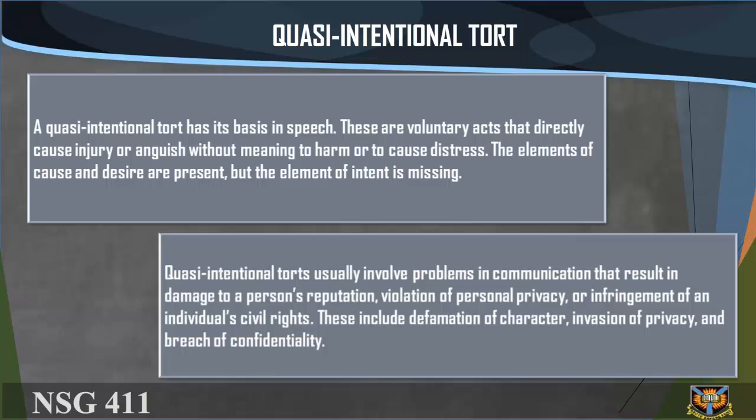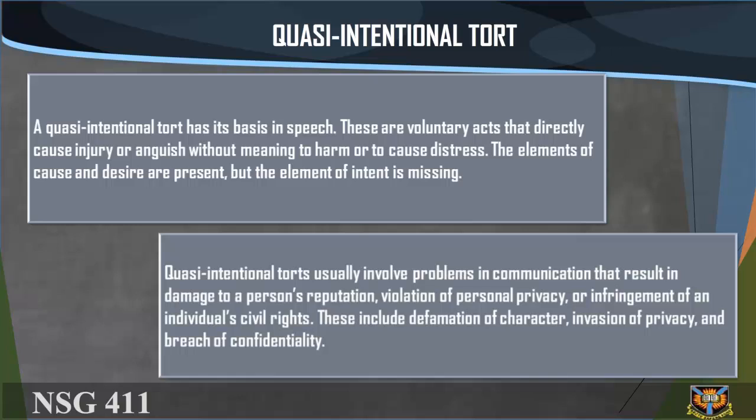Quasi-intentional tort. A quasi-intentional tort has its basis in speech. These are voluntary acts that directly cause injury or anguish without meaning to harm or to cause distress. The elements of cause and desire are present, but the element of intent is missing.